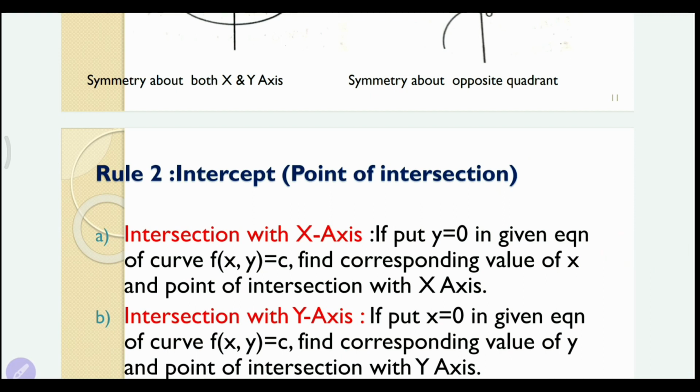So in symmetry, what do you have to check? Symmetry about the x-axis, symmetry about the y-axis, symmetry about the x equal to y line, symmetry about the x equal to minus y line, symmetry about both the axes. Okay. So let us go to the next point.